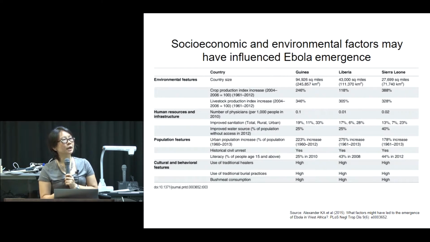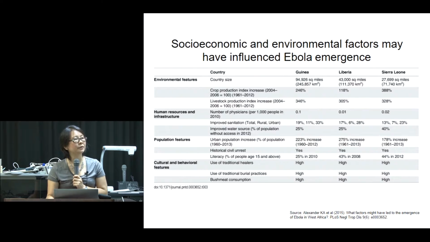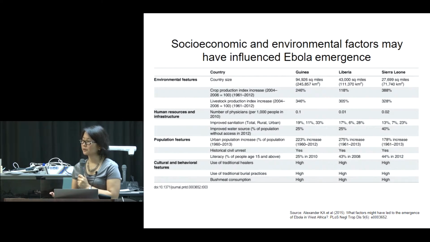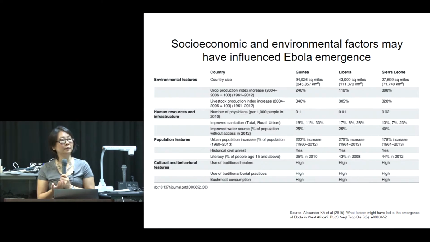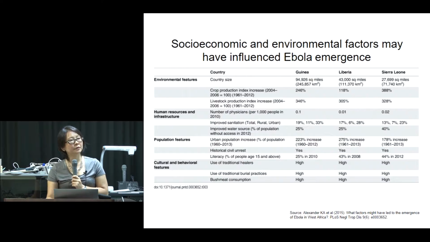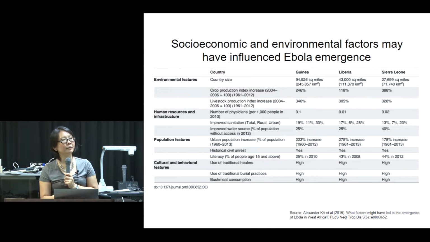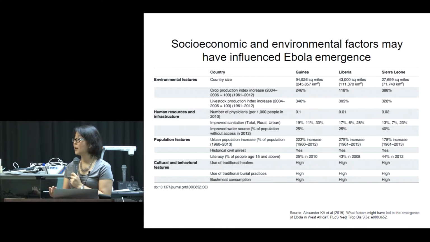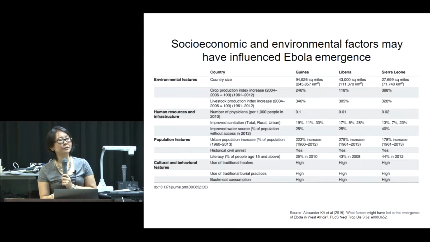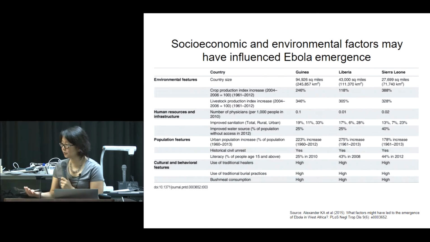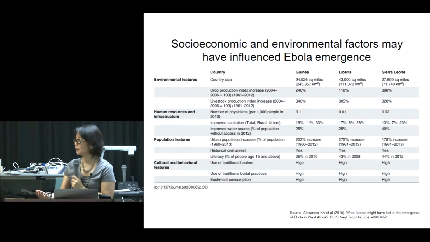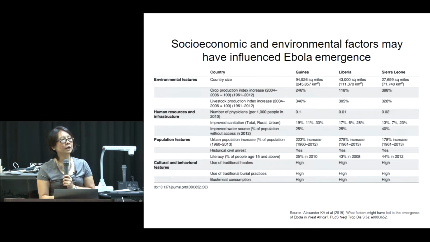There are also some human resources and infrastructure factors that will facilitate the spread of the disease. For instance, look at these numbers: number of physicians per 1,000 people in 2012. In all these countries, there is really not enough number of physicians to attend, not only for Ebola cases, but in general to all other diseases.